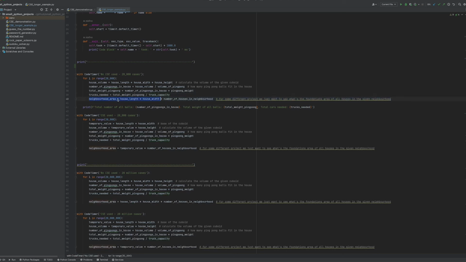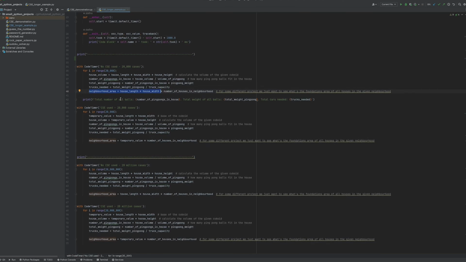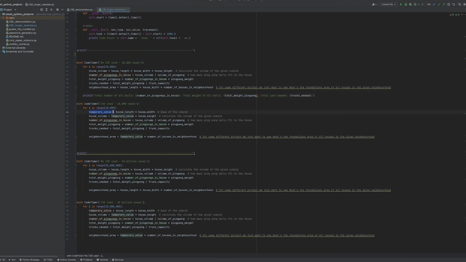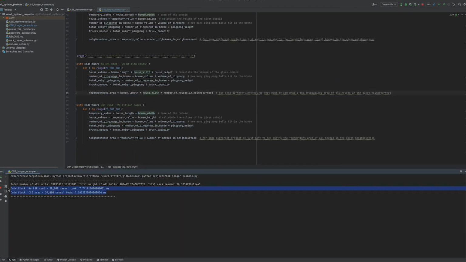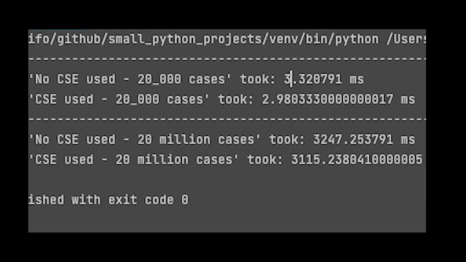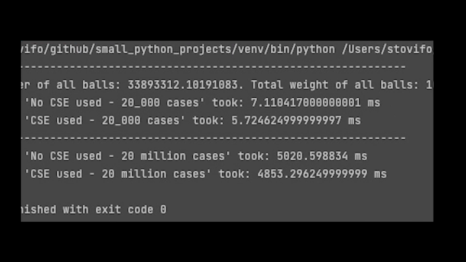In the results, I got much more volatility than in the first example. Sometimes CSE was barely faster, whilst in other cases it was faster by 20 to 60% than not using CSE. CSE has proved to be useful on a range of problems.